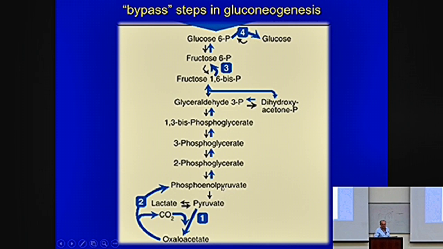Pyruvate to PEP, that's pyruvate kinase, right there, is irreversible. And this one, fructose 1,6-bisphosphate, PFK1, is irreversible. So you have 1, 2, 3 irreversible steps. The rest are reversible. So you have to bypass these steps.